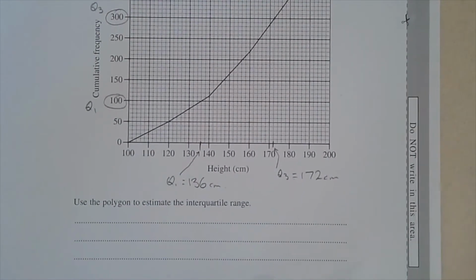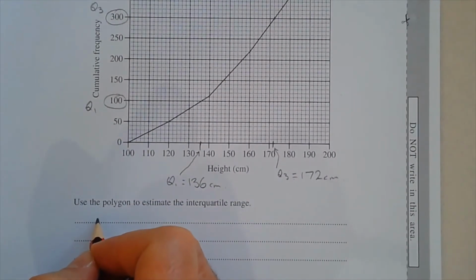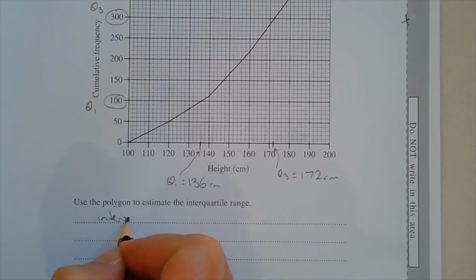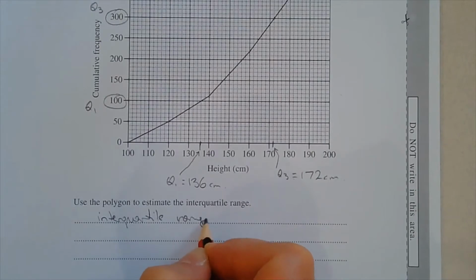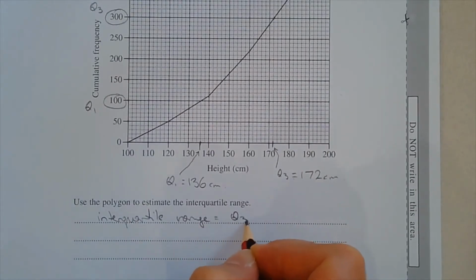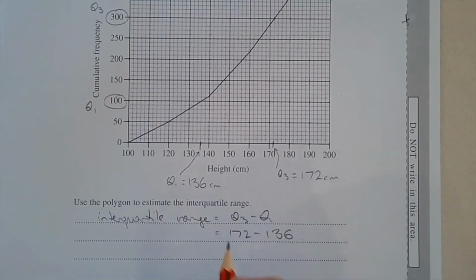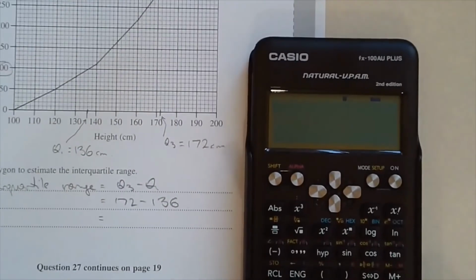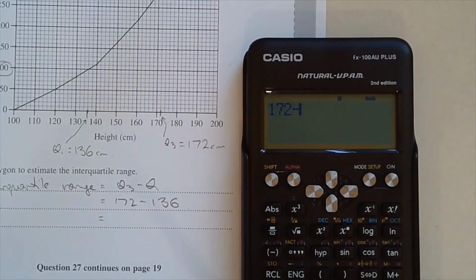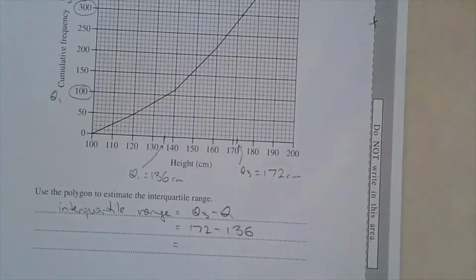Okay. So the interquartile range is equal to Q3 minus Q1, which is equal to 172 minus 136. So 172 minus 136 equals 36 centimeters.